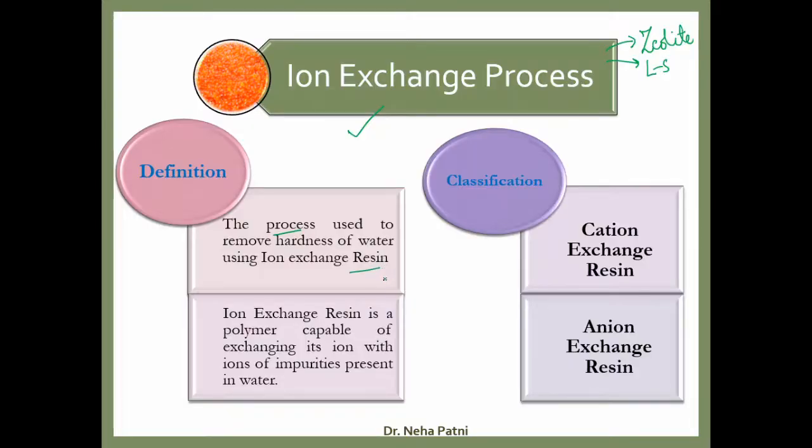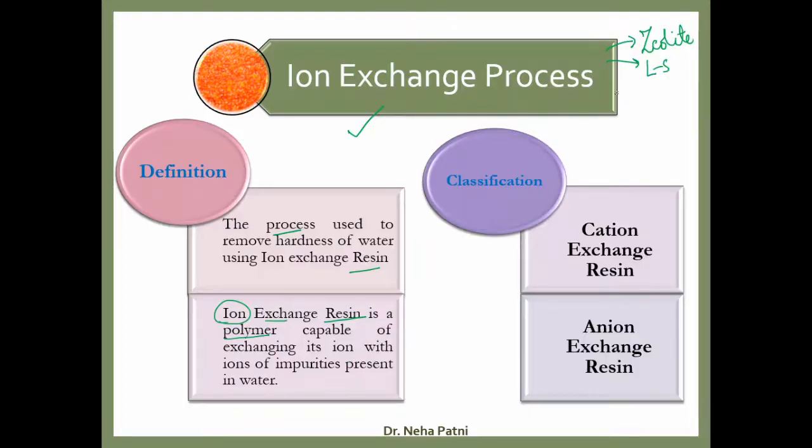So what is ion exchange resin then? Obviously it is a resin, and when it is a resin, that means it's a type of polymer, and the name itself suggests that this polymer is capable of exchanging its ions. That is why you call it ion exchange resin. So the ion exchange process is the process we use to remove the hardness of water using ion exchange resin, where the resin is that kind of polymer which is capable of exchanging its ions.